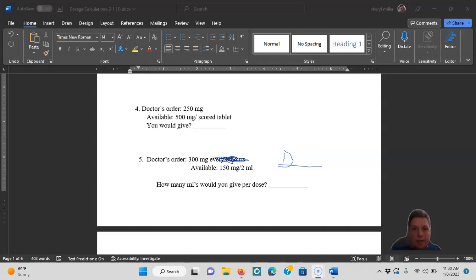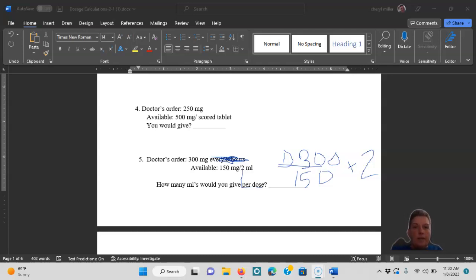What I desire is 300, and I have available 150. And then this is where the quantity comes in. I times that by 2 because it's 150 per 2 milliliters. So 300 divided by 150 times 2. How much is that? Hopefully you got 4 milliliters.